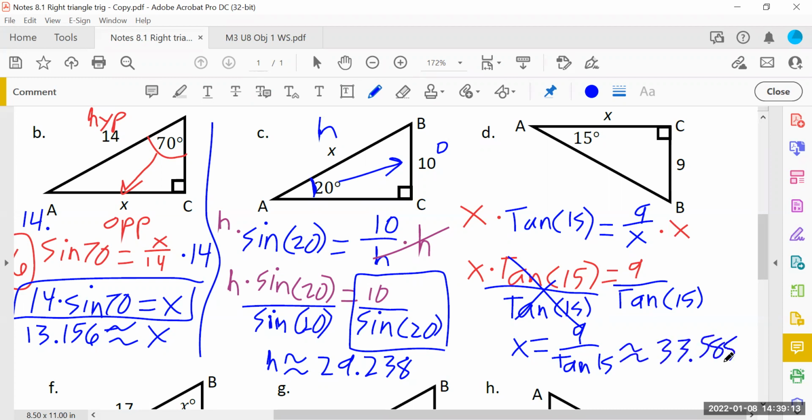Again, if you're not getting that particular answer, check with somebody nearby. Double check, make sure you're not in radians instead of degrees. You must be in degrees. And again, every calculator that I've seen can do both.